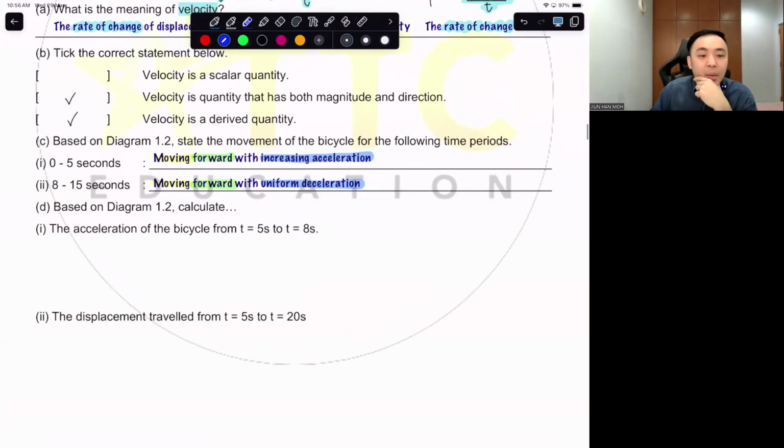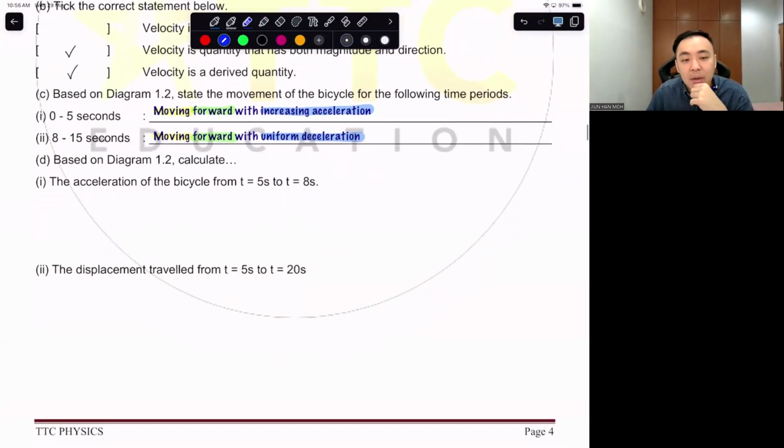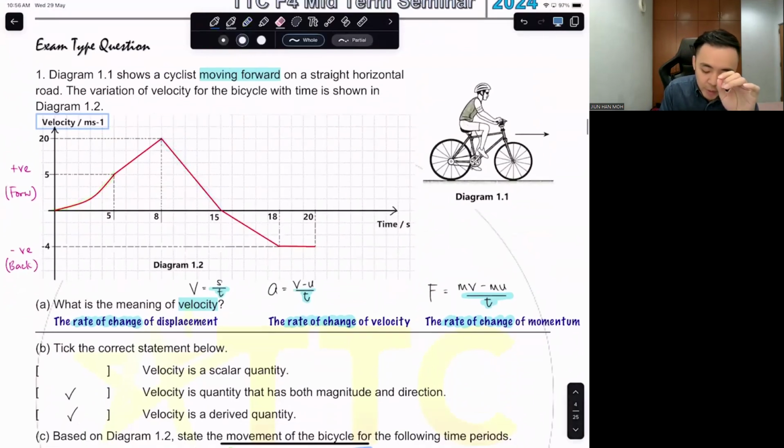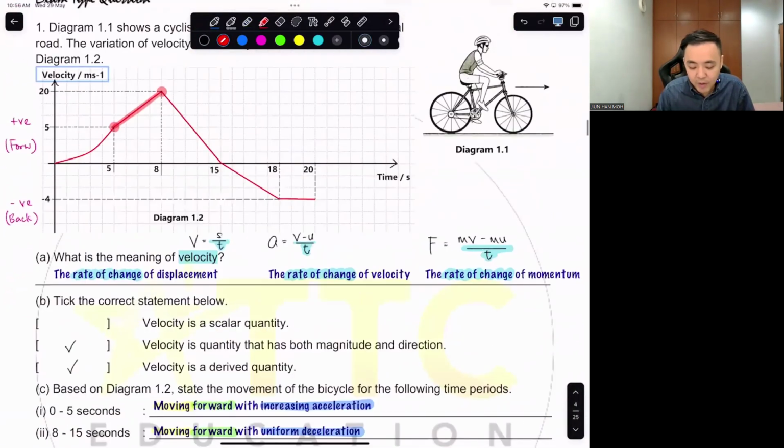Okay, next one. Based on the 1.2, calculate the acceleration of the bicycle from t equals 5 seconds to t equals 8 seconds. Now, I already said curve, they won't ask you calculations for curve. That's why it was mentioned. So what they want you to calculate is the graph from here to here, from 5 to 8 over here.